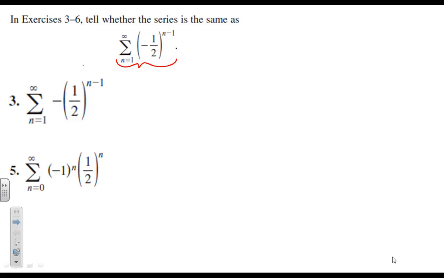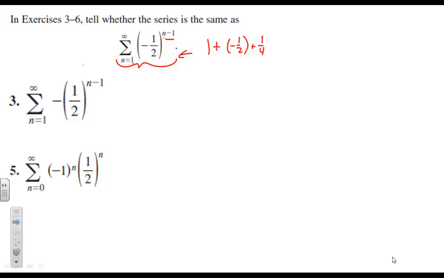Well, let's start by writing out what the terms of this first sequence are going to be. When n is 1, I'm going to get 1 minus 1, which is 0. Negative 1 half to the 0th is 1. Well, what about when n is 2? When n is 2, I'm going to get 2 minus 1, which is going to give me 1. So this next term is negative 1 half. What about when n is 3? Well, I'm going to get 3 minus 1, which is going to be 2 for my exponent. And so I'm going to get negative 1 half squared, which is going to be 1/4.